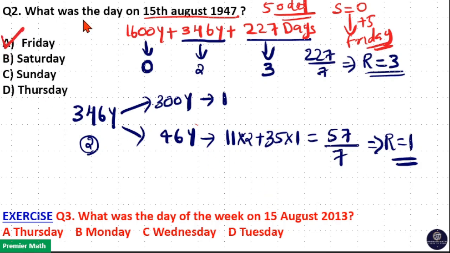If the first day is given, then you have to subtract the last day minus the first day, take the difference, then find the answer. Now, the question is, what was the day of the week on 15th August 2013? Find it using the same method.